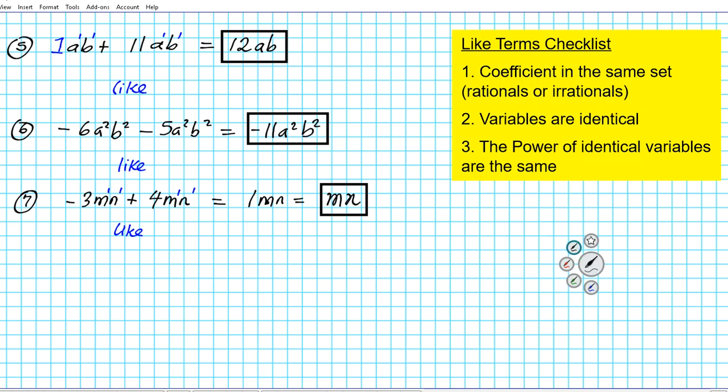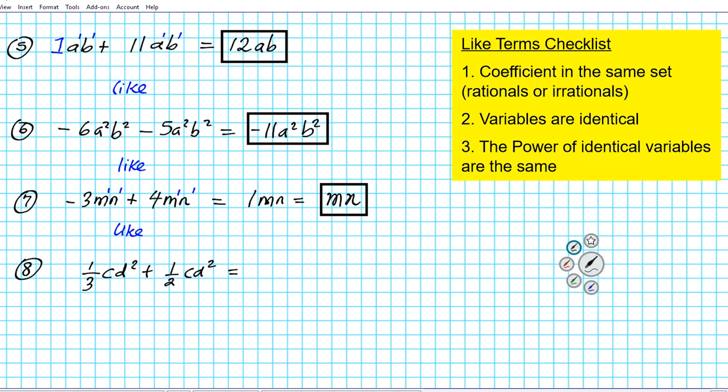All right, let's move on. Question number 8. What if we have to simplify the expression 1/3 cd squared plus 1/2 cd squared? Now, let's look at the coefficients. Are they both in the same set, either rationals or irrationals? 1/3 and 1/2 are quotients of integers, so they are both rationals.